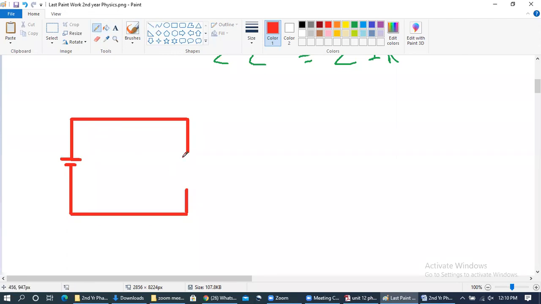Okay, Usman Awan. Usman Awan, are you here? Yes, sir. Can you tell me which is the positive terminal of the battery and which is the negative terminal of the battery?